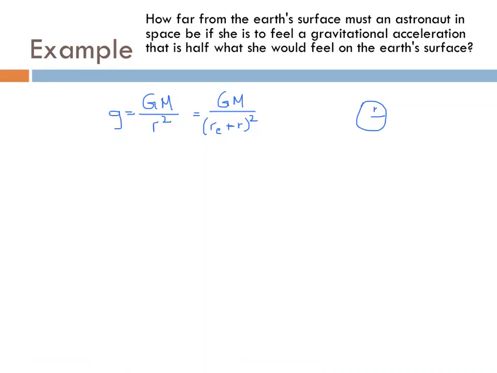So this would be RE. And if she's over here, this would be the additional r. So in total, this would be the total distance between the centers of mass of the two objects. Again, you want to solve for this little r. So that means we need to rearrange the whole thing. So we can bring little g down to the bottom, RE plus r squared up to the top, square root, and then we want to solve for little r, so we can subtract.